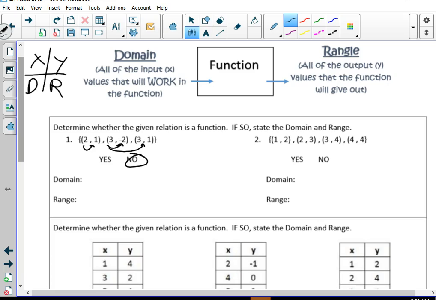Okay? So for my domain, I'm just going to write one of these funky braces. That's what it's called. Parentheses, bracket, braces. I'm just going to write my X values. Now, I don't need to write the 3 one time because I don't need to repeat it. And yeah, my brace there looks like a 3, and I really think it's probably 3. So, 2 and 3. Now my range is my Y values.